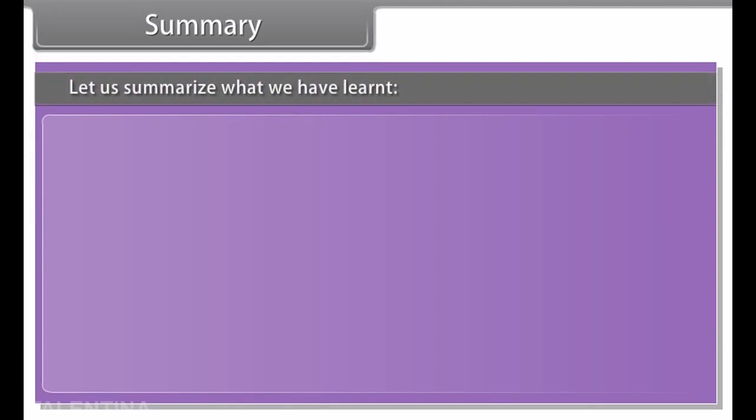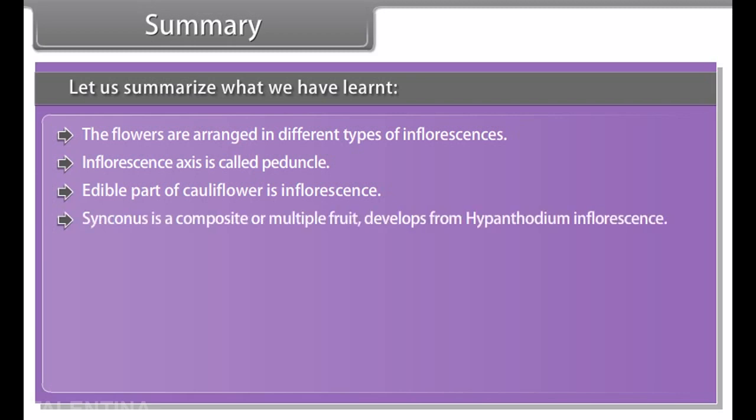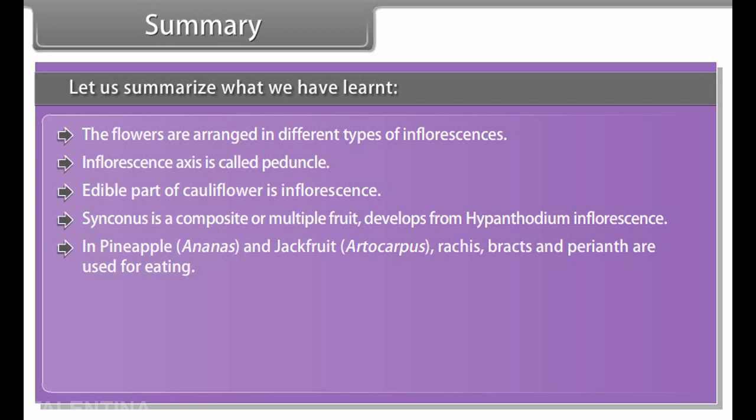Summary. Let us summarize what we have learned. The flowers are arranged in different types of inflorescences. Inflorescence axis is called peduncle. Edible part of cauliflower is inflorescence. Sycanus is a composite or multiple fruit, develops from hypanthodium inflorescence. In pineapple, ananas, and jackfruit, artocarpus, rachis, bracts, and perianth are used for eating.